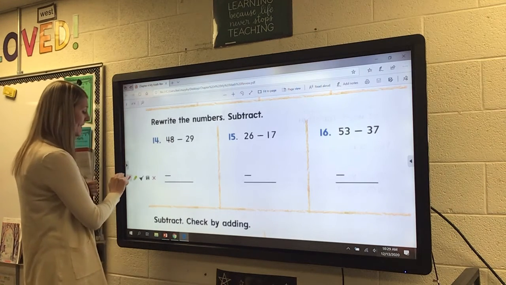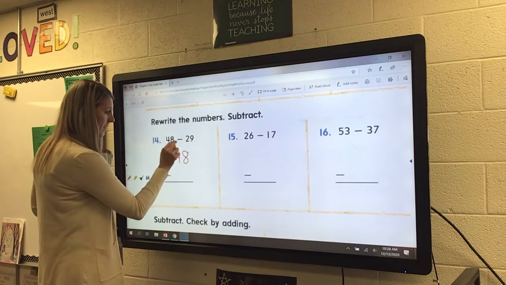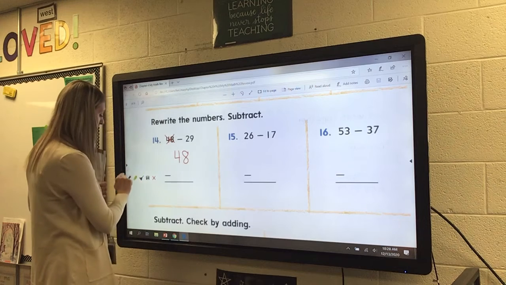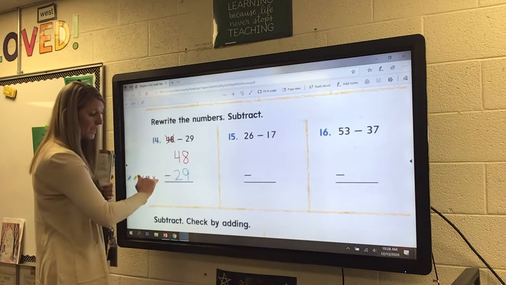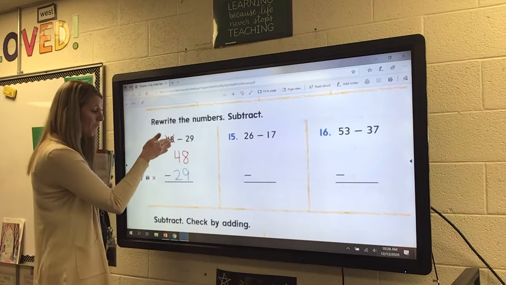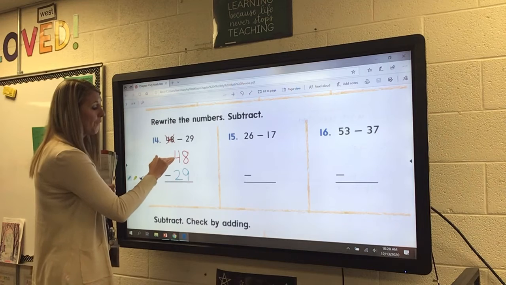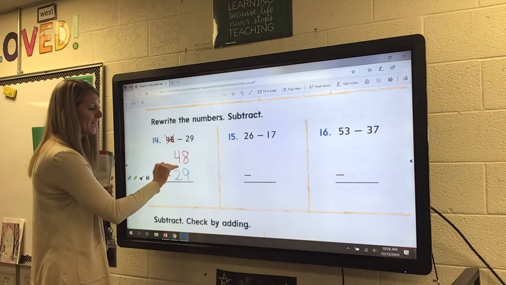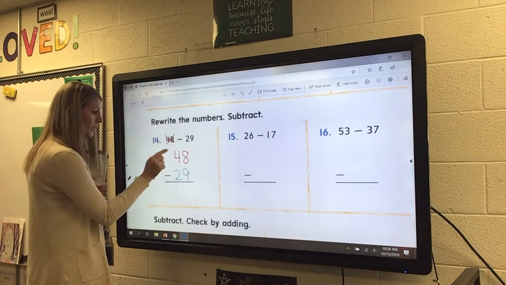So 48 is my bigger number. That has to go on the top. And then I'm going to subtract 29, and 29 has to go down here. Make sure when you write them, you're going vertically like this. Don't write 48 going this way and 29 going that way. You have 4 tens, 8 ones. 2 tens, 9 ones. Now, you are going to subtract going down.